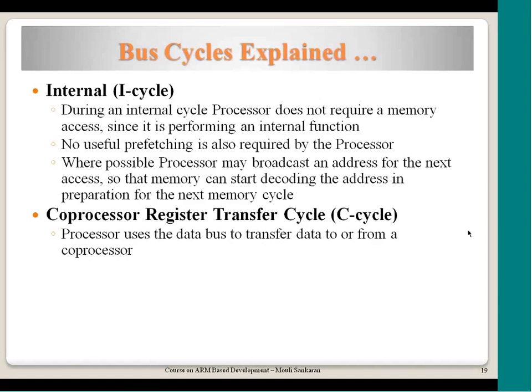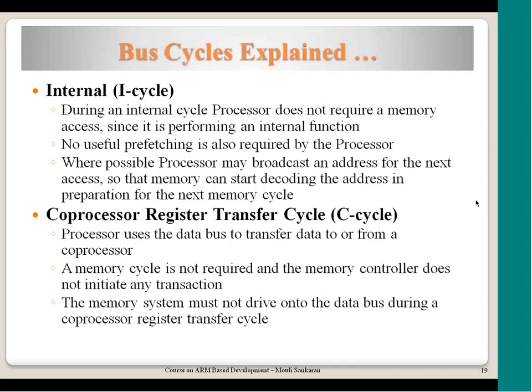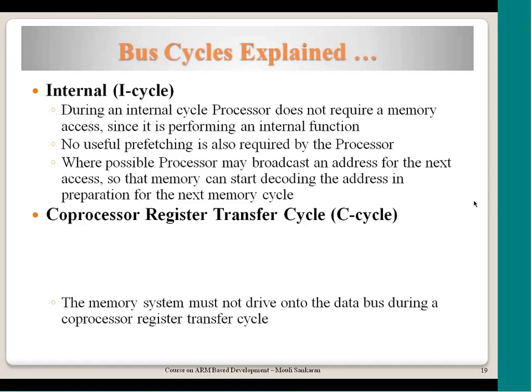So coprocessor register, as I told you, there could be a coprocessor connected to the processor, and the transaction may be between the coprocessor and the processor. So memory needs to be discontinued, or it should not drive any signal on the bus. Okay, so these are all the details about bus selectors.